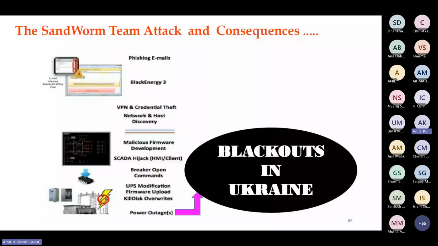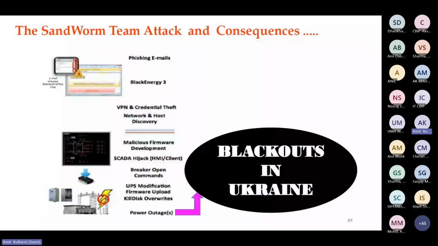DDoS on telephony resulted in attending the preventive maintenance measures and actions taken, and UPS support blocked due to the newly written firmware. Also, any recovery was made impossible due to KillDisk overwriting on the system. So all that has resulted in the blackouts. That is a state in which no action can be taken in a power system which has entered into emergency control, not being acted upon and resulting in blackouts in Ukraine.